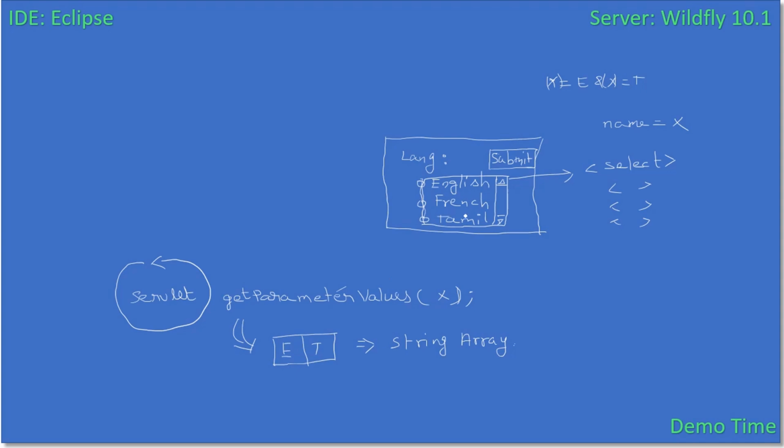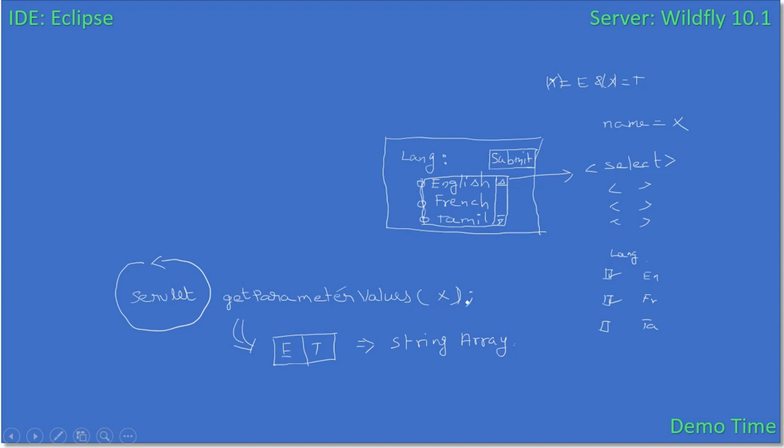It may not be a multiple choice, it can be a checkbox also. And if all checkboxes are named with the same value, say for example the languages known, here we can name this checkbox as lang for all three, and the value may be different. So the values we will store as English, French and Tamil. So when the user selects English and French and submits the form, the URL parameter will contain English and French as values, but the name will be lang for both. So in that situation also you can use getParameterValues.